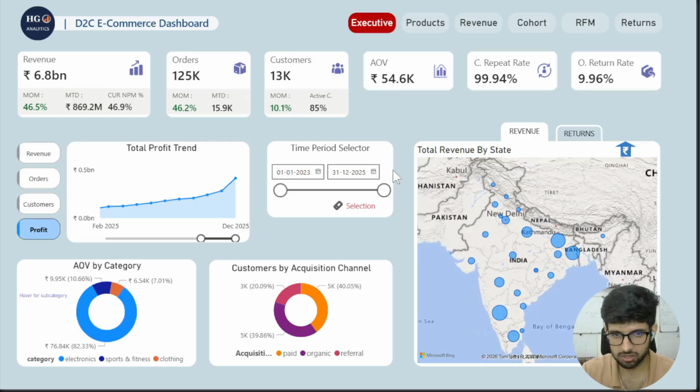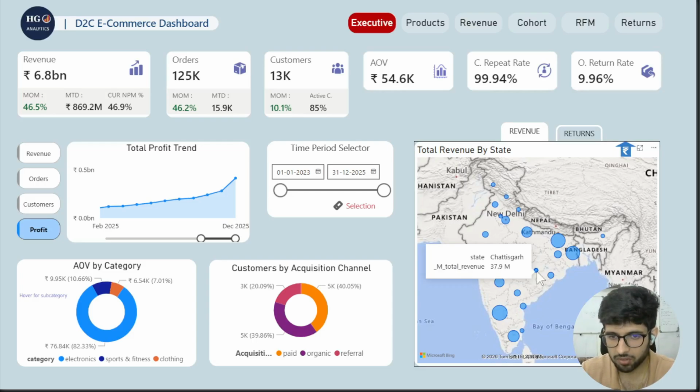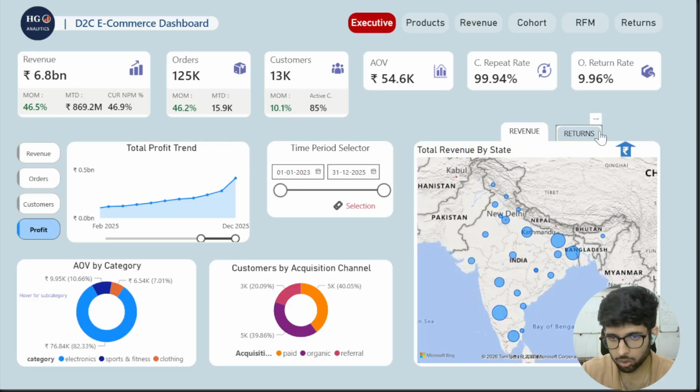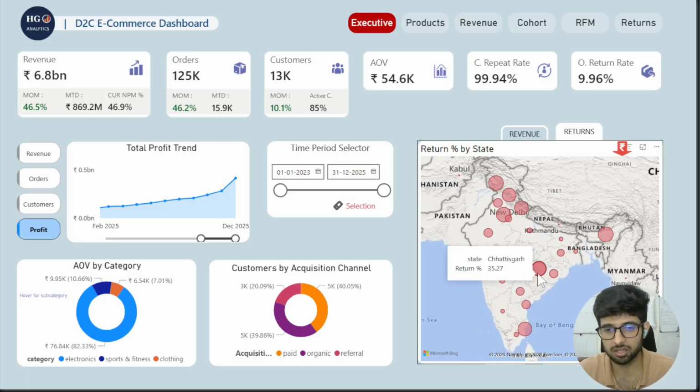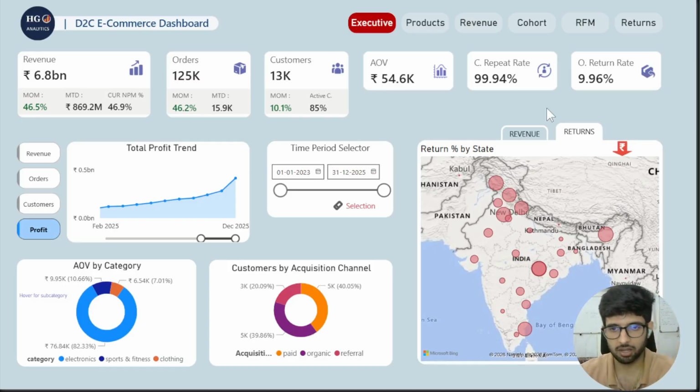Now let's come on to this section. This is a magic section. Here you can actually see, suppose let's take this state. You can see the revenue coming from Chhattisgarh is only 37 million. But if I go on to returns, like from which state are we generating the highest returns? You can see Chhattisgarh has the highest return. So this tells us there are multiple cities which have less revenue and a high return rate. So either the campaigns there are not working well or the product market fit is bad.